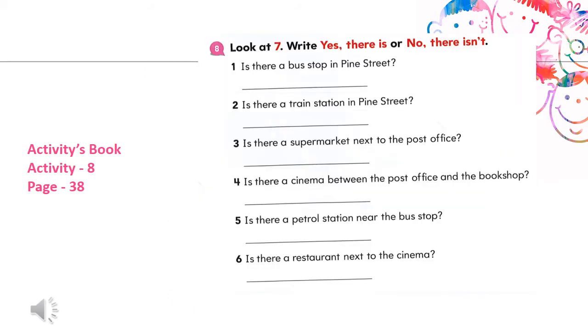Students, your next activity is Activity 8, page 38, Activity book. You have to take help from Activity 7 and complete this activity. Here, 6 questions are given. You have to answer the questions using yes, there is or no, there isn't. Now, read out all the questions and then answer them.